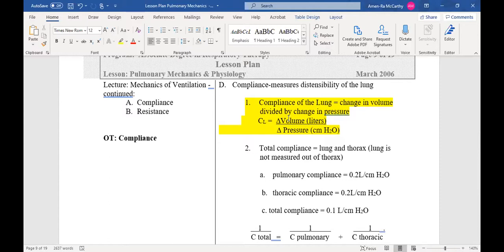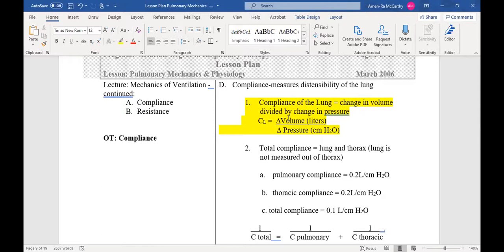Let's say you're on a ventilator and I'm giving you 500 milliliters of air, but then your compliance goes down. That means the lungs get stiffer. Now the pressure I was using to give you that 500 is going to take more pressure, because your lungs are becoming less compliant. That's how we look at it on the ventilator to find out what their compliance is.